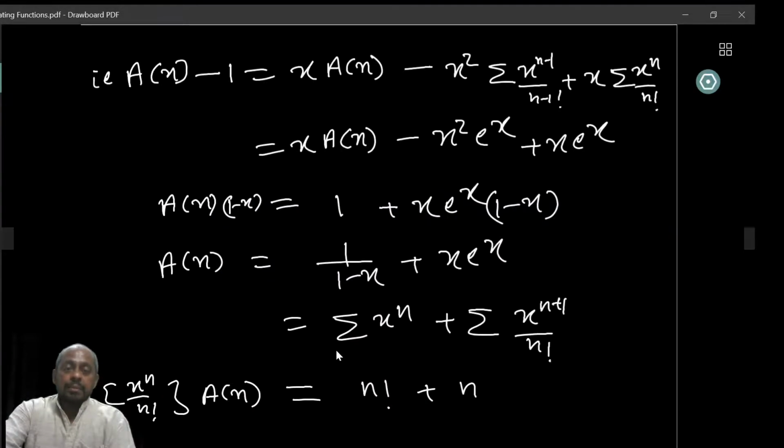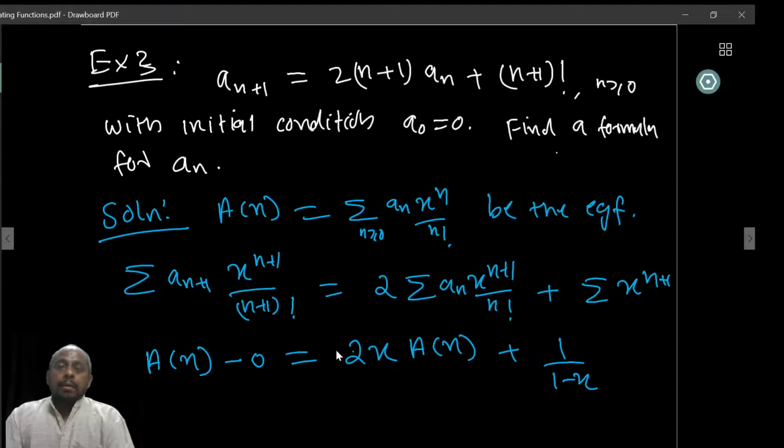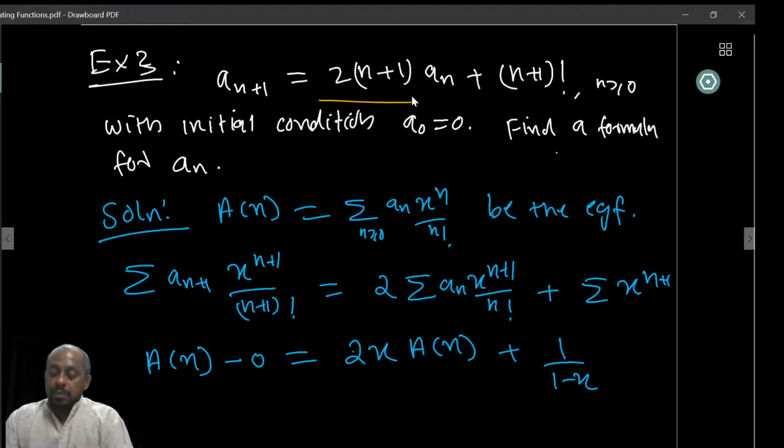So we look at one more example now. Let us say that a_(n+1) is equal to 2 into (n plus 1) into a_n plus (n plus 1) factorial, where n is greater than or equal to 0, with the initial condition that a_0 is equal to 0. So find a formula for a_n.